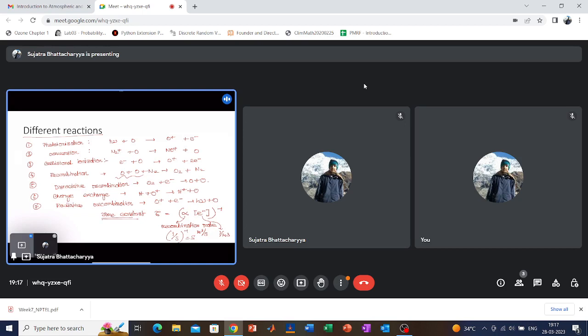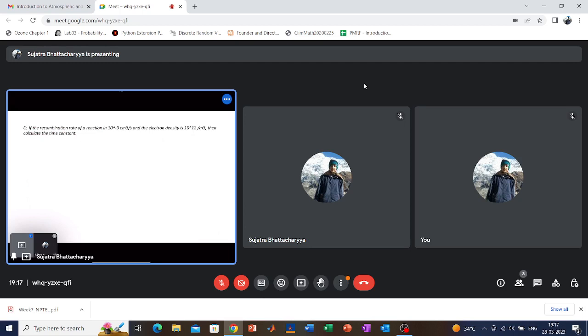Now, based on this time constant or recombination rate, if it is 10 to the power minus 13, then we call it dissociative. Whereas if it is 10 to the power minus 18 meter cube per second, it is the actual radiative recombination. So this is the categorization of the reactions. Now there is a question.